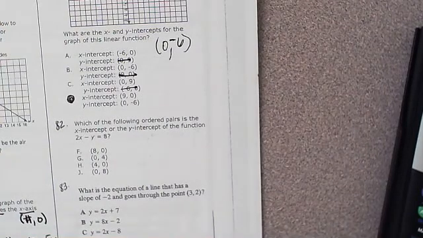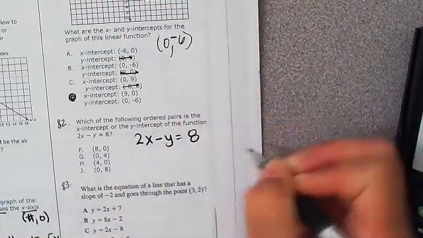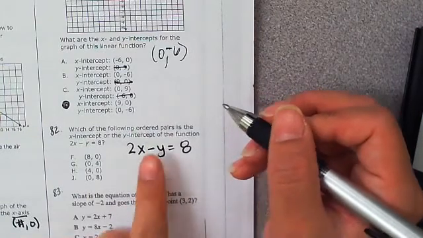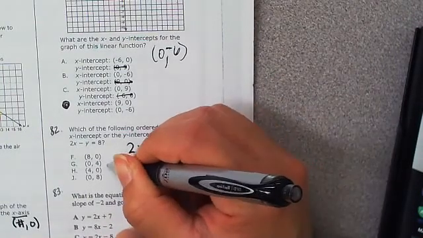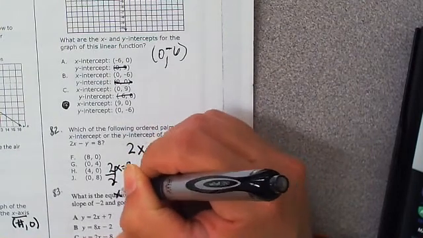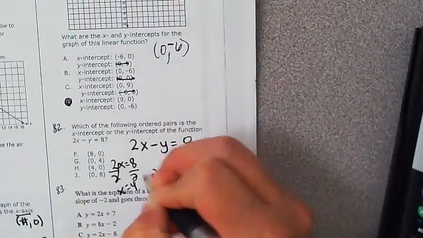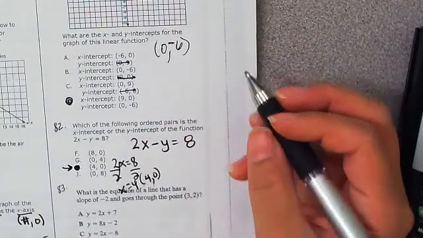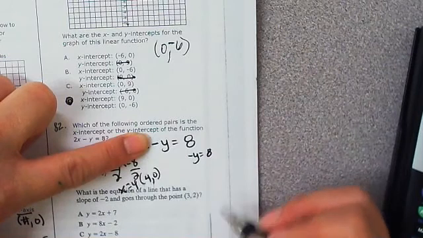Okay, 82. Which of the following ordered pairs is the x-intercept or the y-intercept of the function? So they don't know which one they're going to give us. You have to find both and see which one's there. So you're going to use the cover-up method because these are in standard form. That's what standard form is useful for. So let's find the x by plugging in a 0 or covering up the y and solving that. Well, you're going to have the little problem 2x equals 8. Divide by 2, divide by 2, x equals 4. So the x-intercept is 4. That means it's written like this, 4, 0. Is that here? Yay, it is.